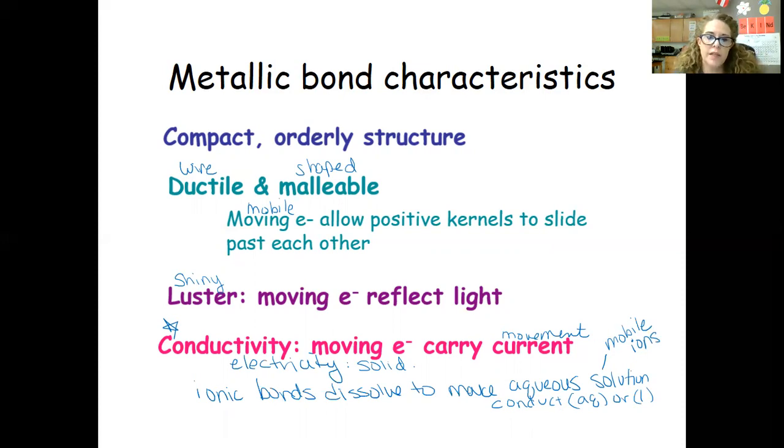So if you see something that conducts electricity as a solid, that's telling you metallic bonds. If something does not conduct as a solid, but does conduct as a liquid or as an aqueous solution, that is telling you that we have an ionic bond.